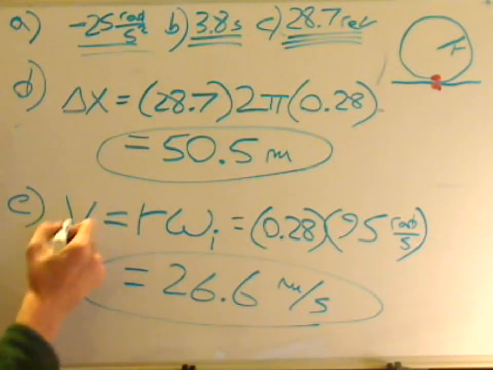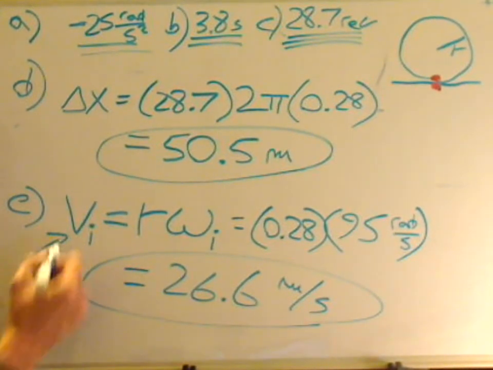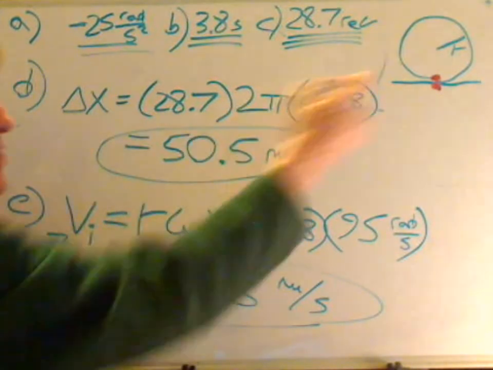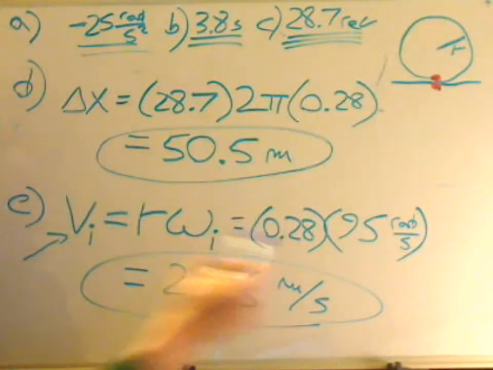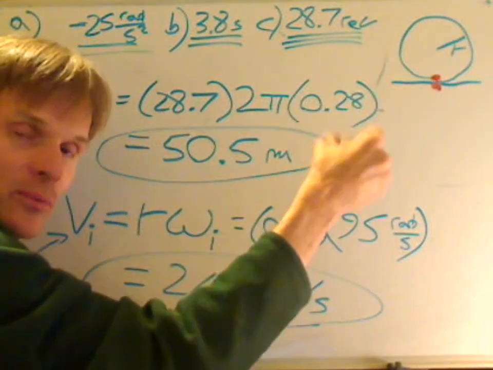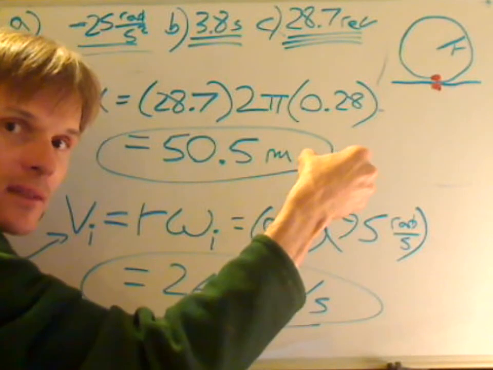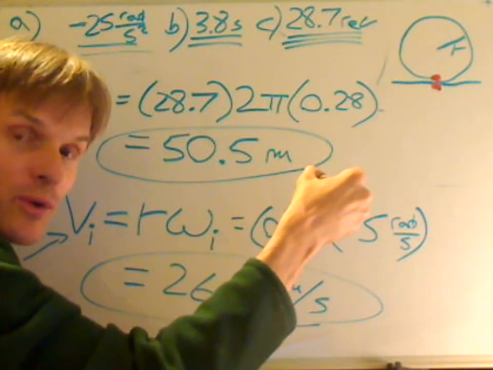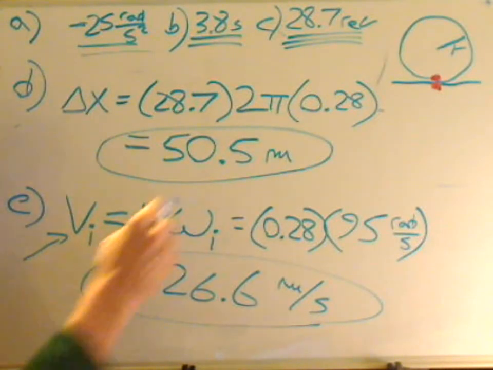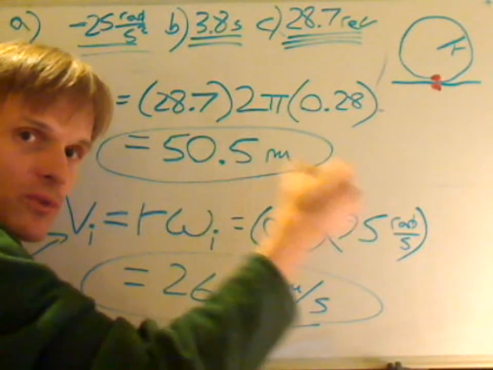Okay? And this equation works only because of our no-slip condition. So imagine your tire is just spinning away at 95 radians per second, but it's slipping on the road. Your tire is just spinning. Your car would be traveling down the road at 0 meters per second then. So this expression works only if the tire is in contact with the road the whole time.